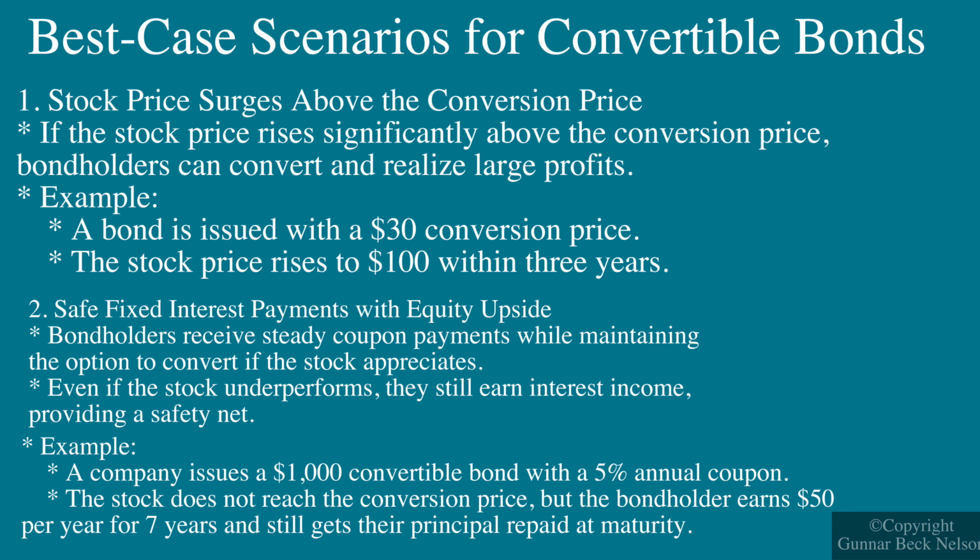In the best case scenarios for convertible bonds, we would indicate these 5 points. 1, if the stock price surges above the conversion price, that is a positive, because if the stock price rises significantly above the conversion price, bondholders can convert and realize larger profits. There are also safe fixed interest payments with equity upside. Bondholders receive steady coupon payments while maintaining the option to convert if the stock appreciates. And even if the stock underperforms, they still earn interest income, providing a safety net.